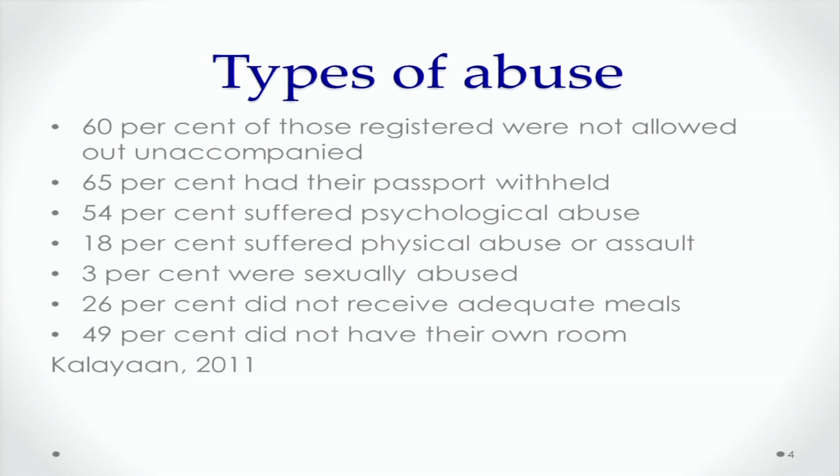60% of those registered with it were not allowed to go out unaccompanied. 65% had their passport withheld. 54% suffered psychological abuse. 18% suffered physical abuse or assaults. 3% were sexually abused. 26% did not receive adequate meals. And 49% did not have their own room. This is just a small example, but there is plenty of information online in various reports.